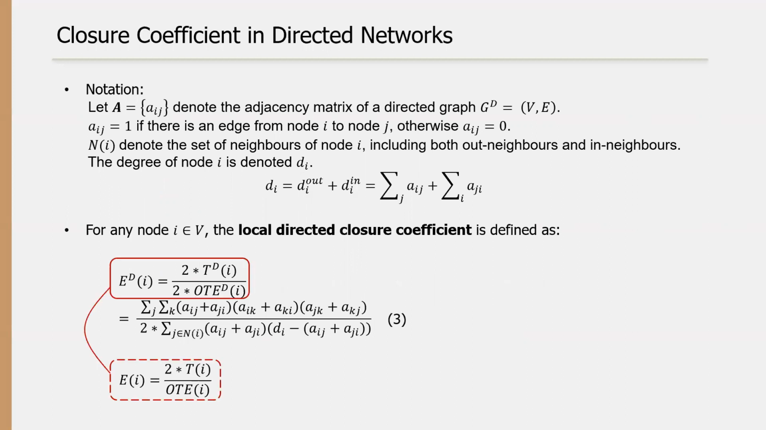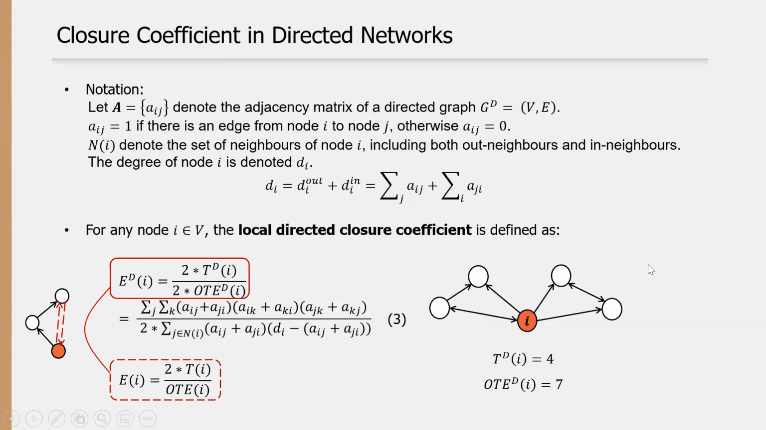Compared to equation 2, the triangles and open triads are now directed, and the number of directed open triads is also multiplied by 2. This is because the closing edge of a directed open triad can take 2 directions. For example, in this graph, the number of directed triangles is 4, and the number of directed open triads with I as end node is 7.